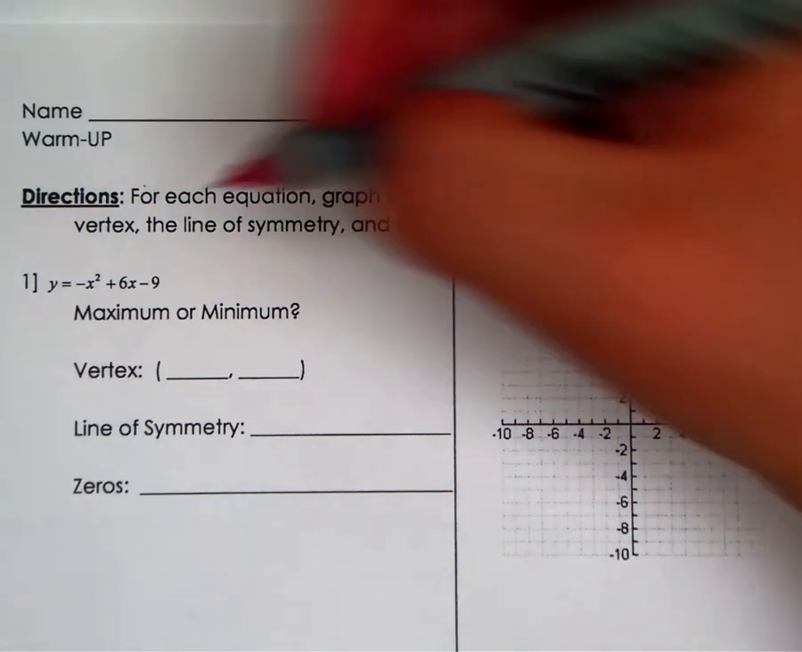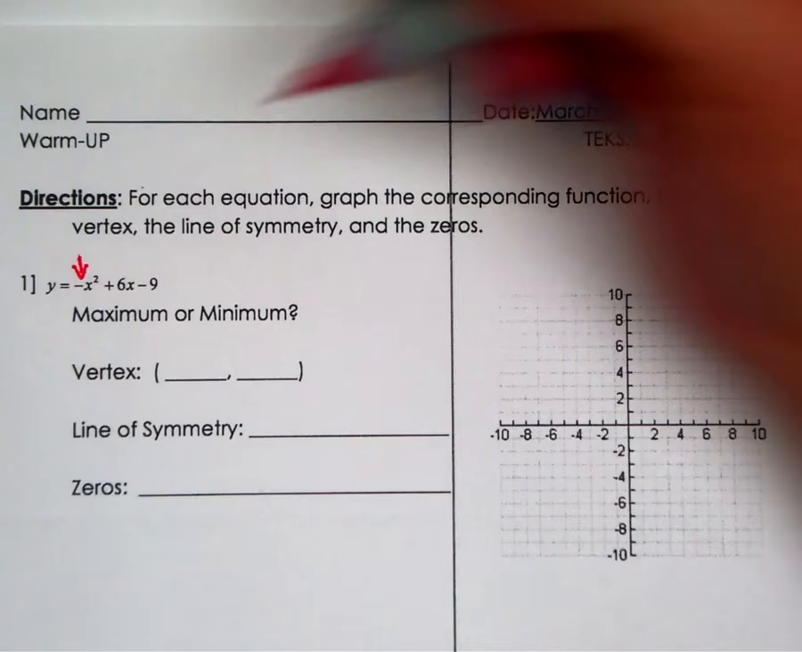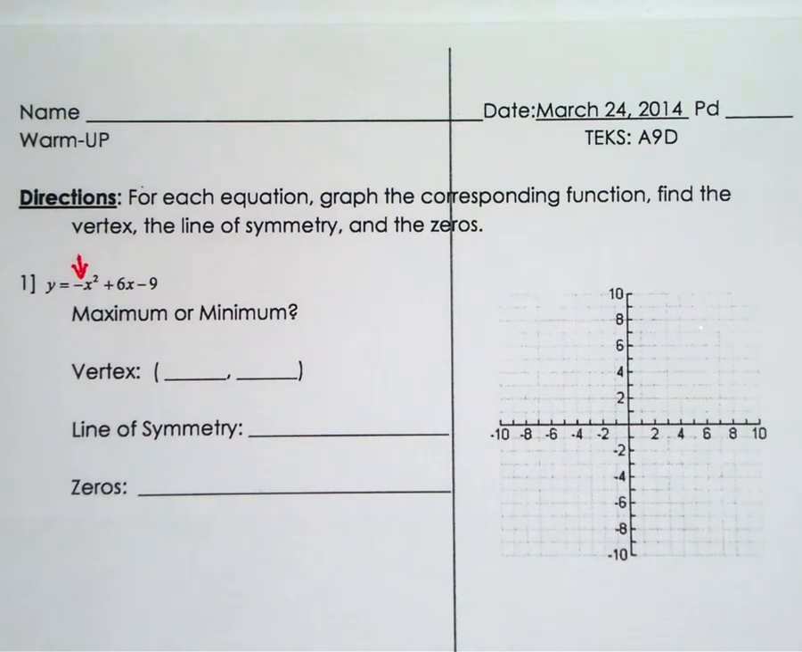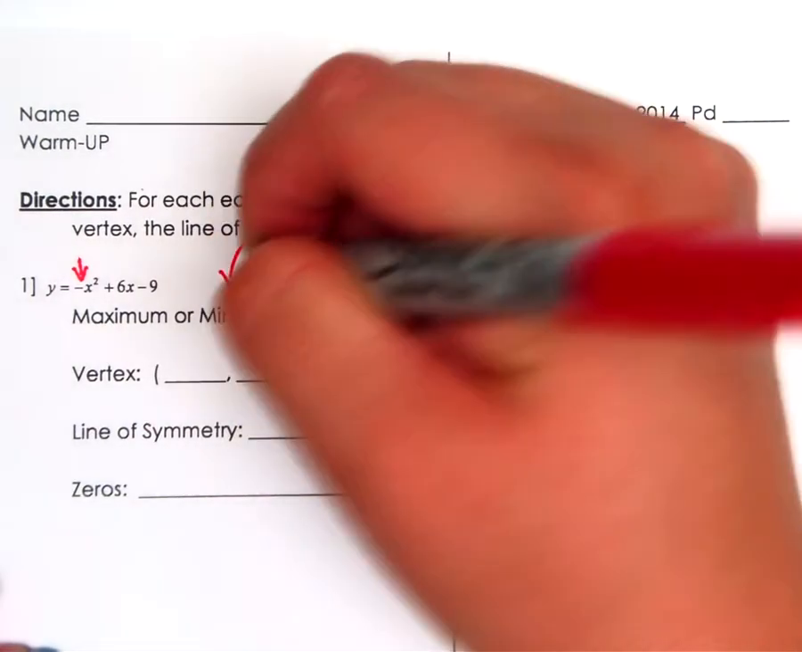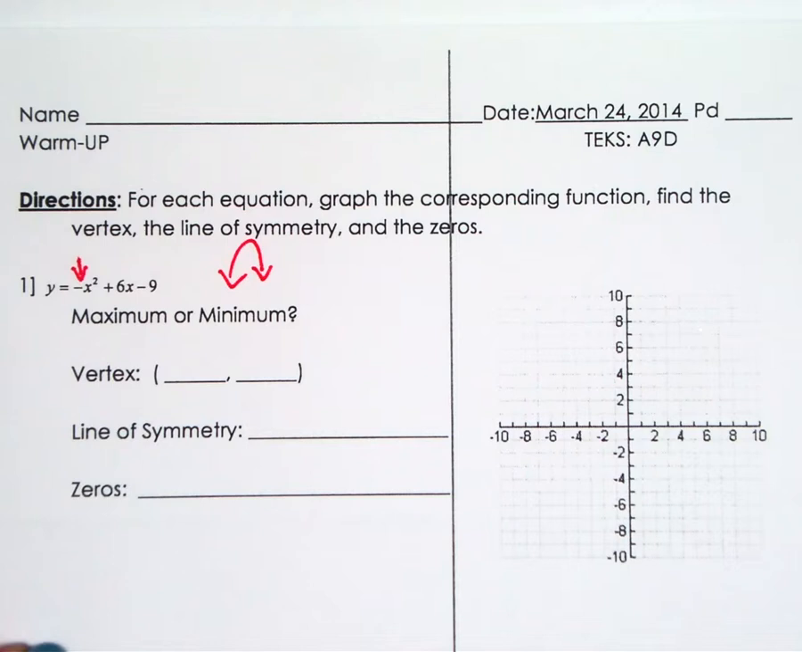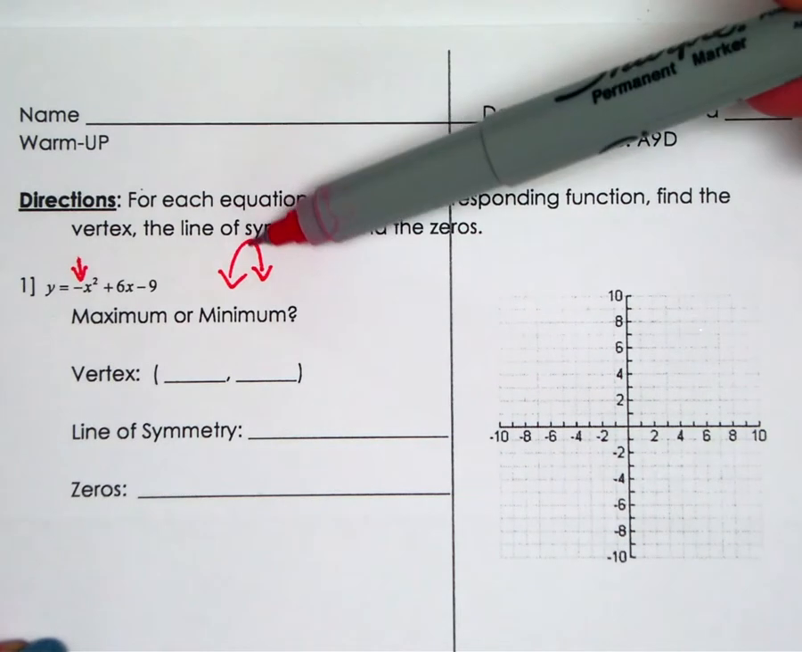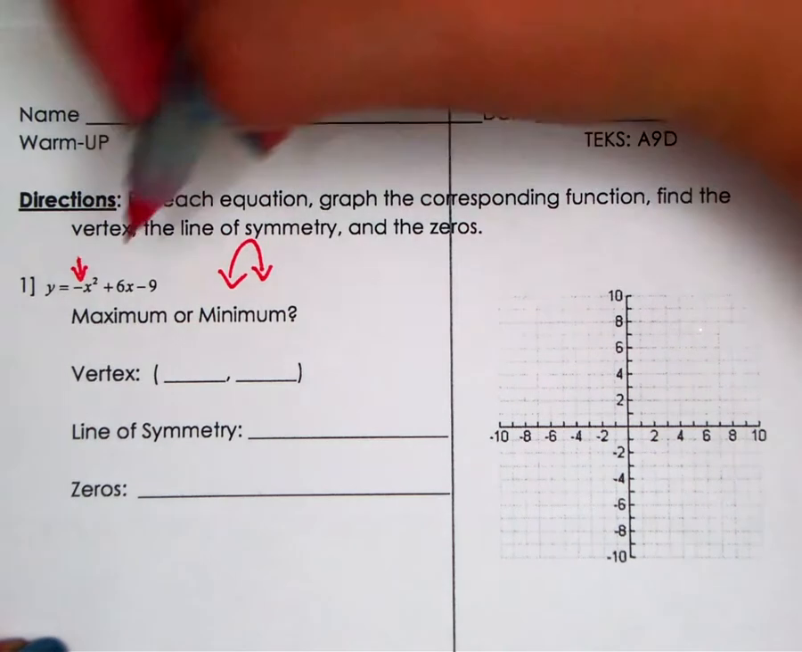So looking at this equation, we see that it's a negative x squared. And anytime you have an x squared that's negative, it's going to open downwards, meaning you're going to have an upside down u like that. And whenever you have an upside down u, you're going to have a point. Your vertex is going to be up top, meaning you're going to have a maximum.